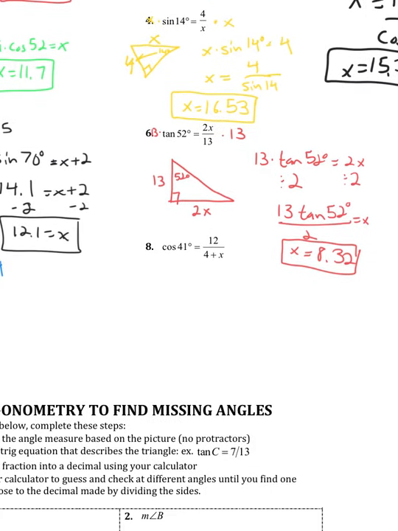Problem 7, we already said was the same as problem 4. And then the last one, cosine of 41.